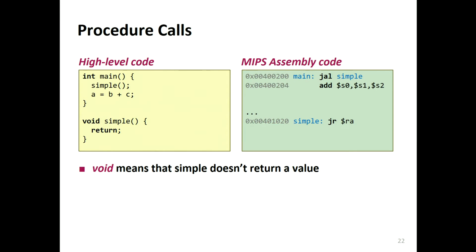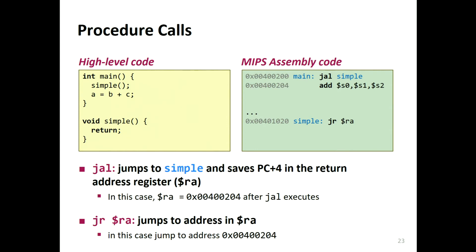Okay. So there's no return value here, and it's just a simple example of how you can make a function call. So this is essentially what we were talking about before. JAL jumps to simple and saves the next location of the program counter in the return address RA. In this case, it would be the one with the suffix 04. All right. And then JR RA would jump to the address that is stored in this return address register.